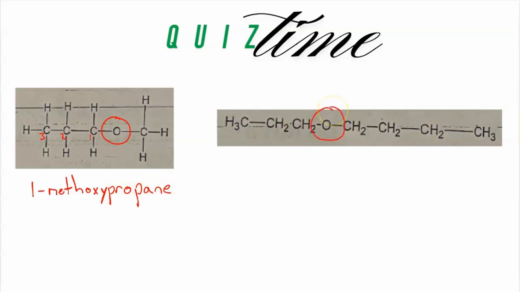Well, how about here? There's our oxygen. So this chain, we have 1, 2, 3. So we have a propane. And over here, 1, 2, 3, 4. So we have a butane. So butane is longer. So attached to the first one, we have 1-propoxy butane. Not so bad. Let's keep going then.